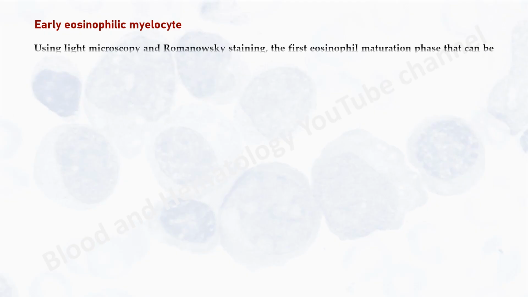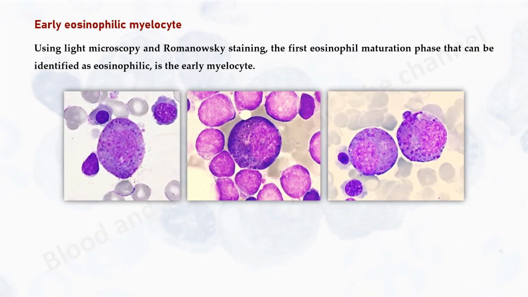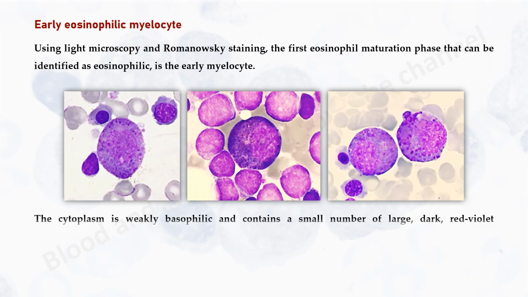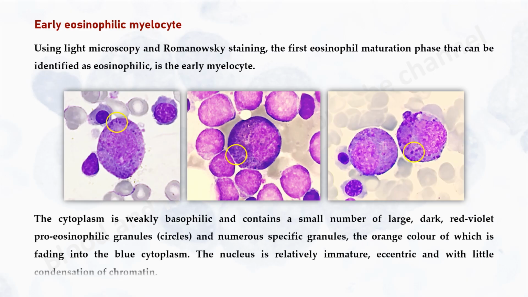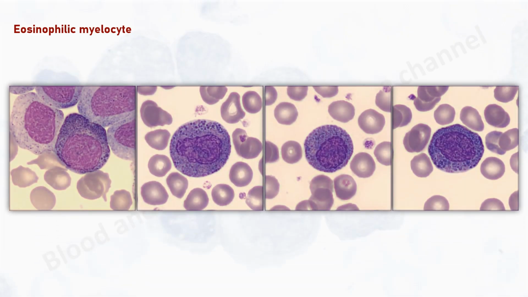Using light microscopy and Romanowski staining, the first eosinophil maturation phase that can be identified as eosinophilic is the early myelocyte. The cytoplasm is weakly basophilic and contains a small number of large dark red-violet pro-eosinophilic granules, and numerous specific granules, the orange color of which is fading into the blue cytoplasm. The nucleus is relatively immature, eccentric, and with little condensation of chromatin. Pro-eosinophilic granules stain with a violaceous hue.